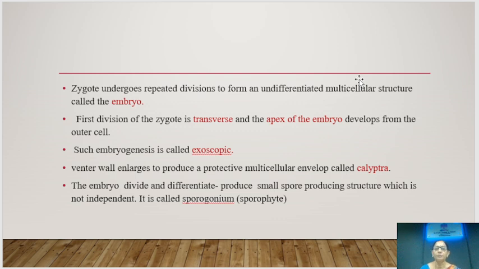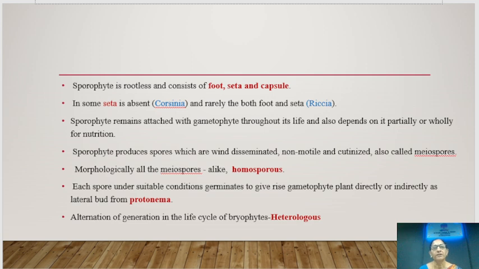The embryo keeps on dividing and differentiating and produces a sporophytic plant body, which we call the sporogonium. The sporophyte is rootless and consists of foot, seta and capsule, where in some bryophytes the seta is absent, as in Corsinia, and in Riccia both foot and seta are absent.